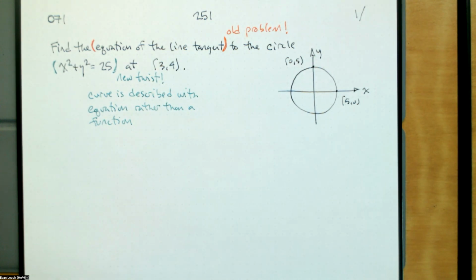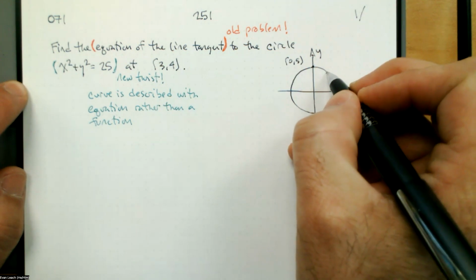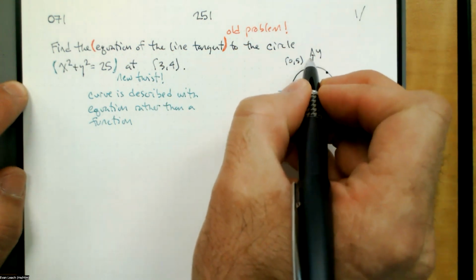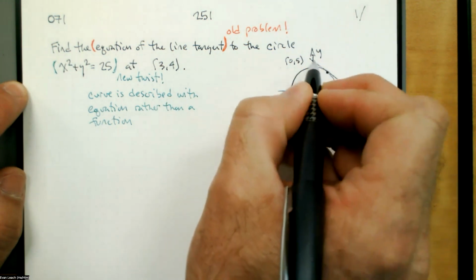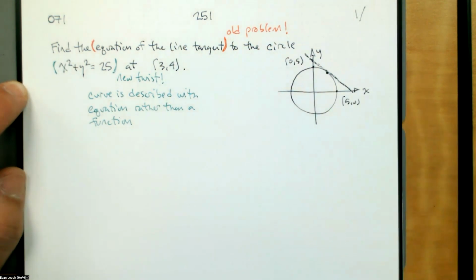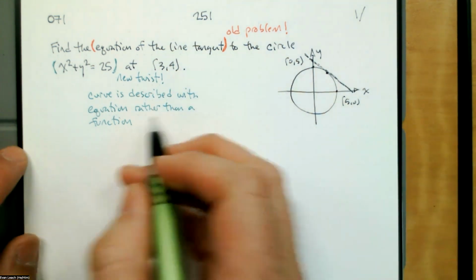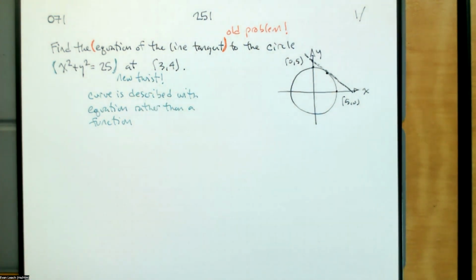So this is not a new problem. Find the equation of a line tangent to a curve at a given point. So here's the point 3, 4, and there's going to be a line tangent to it. The difference is that our curve is described with an equation, not a function.